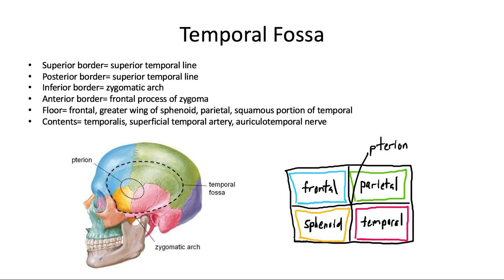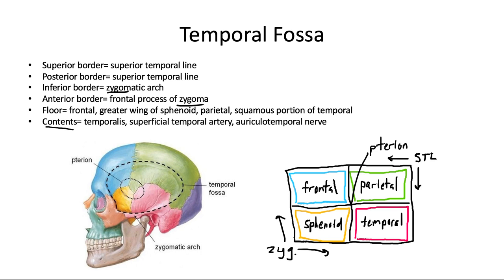As far as the borders, we talked about the superior and posterior border being the superior temporal line. So both that and that border are determined by the superior temporal line, or STL. And then the inferior border and anterior border are being determined by this zygomatic bone. So this is the zygomatic arch. This is the frontal process of the zygoma. So the zygoma is placing those borders for the temporal fossa. And there you go. That's really all of the high yield facts that you need to know for the temporal fossa, as well as what it contains.